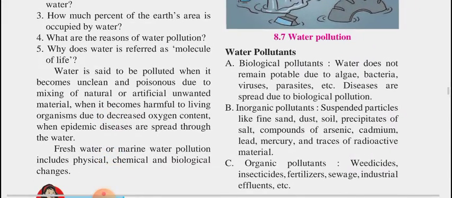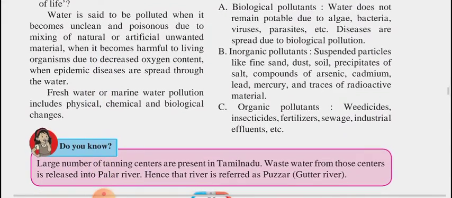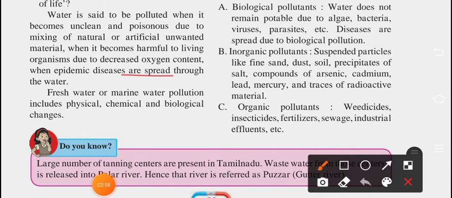Water is said to be polluted when it becomes unclean and poisonous due to mixing of natural, or we can say artificial, unwanted material. When it becomes harmful to living organisms due to decreased oxygen content. When epidemic diseases are spread through the water. Likewise, if the water gets polluted, then it will become poisonous, and so the living organisms present in the water die. So we can say it is harmful for overall species.